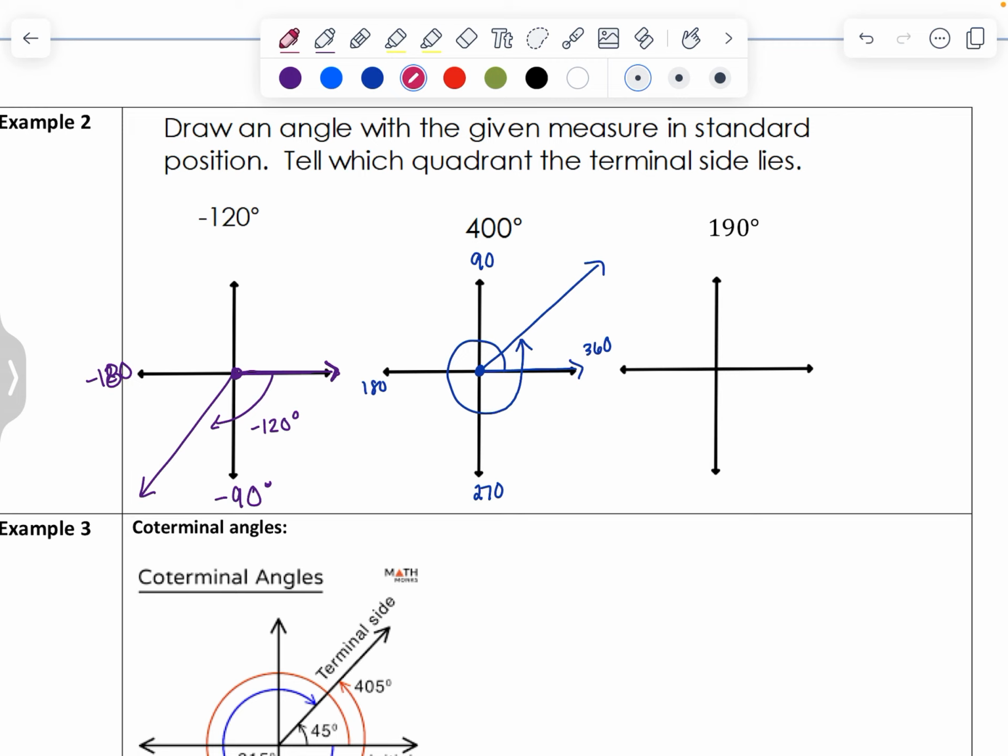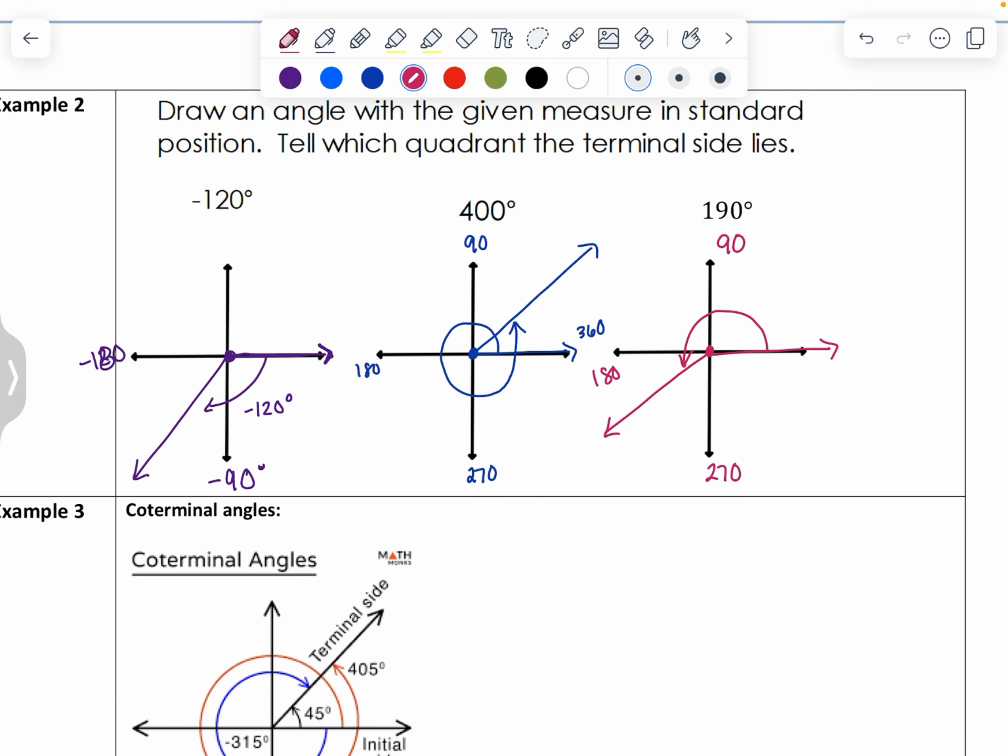And then 190, we start here at the vertex, you draw your initial side, positive, so we're going this way, that's 90, 180, 270, so 190 would be just over into the third quadrant, about 10 degrees. You draw your directional arrow to show which way we went, and your terminal side, and that would represent 190.